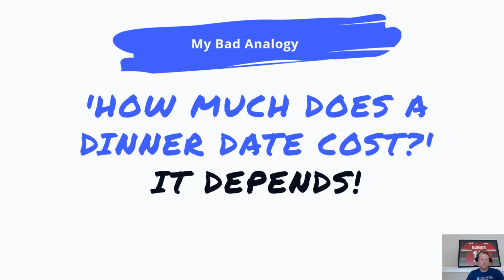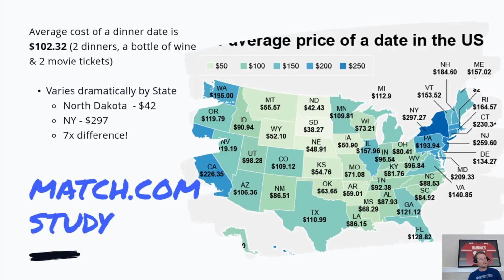It depends, right? Match.com did a study. As you can see, the prices vary across the country. In South Dakota, you could get a dinner date, 2 dinners, a bottle of wine, and 2 movie tickets for $38. If you look at New York, it's about $300. So as you can see, the prices vary pretty dramatically just by state. That's a 7x difference between South Dakota and New York State.